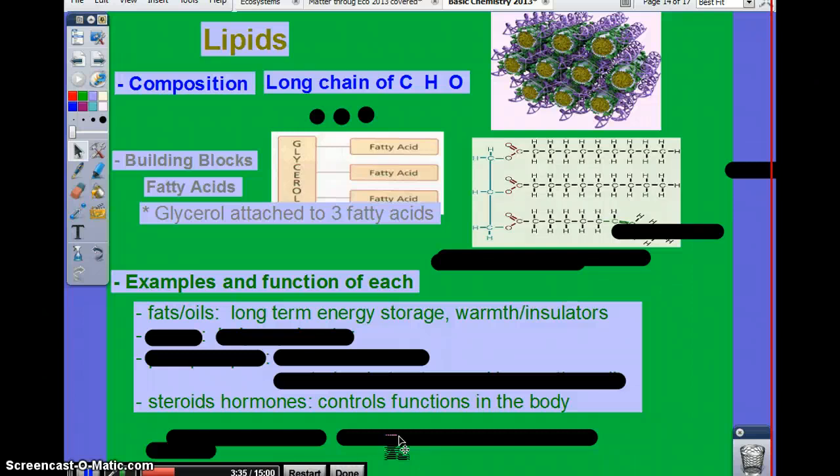What else? Anybody know any other functions of lipids or types of lipids? I'm going to give you an example of one and see if you can figure out what the function is. Waxes. What do waxes do? They clean. How? Keep the sun out. Awesome. They repel water.